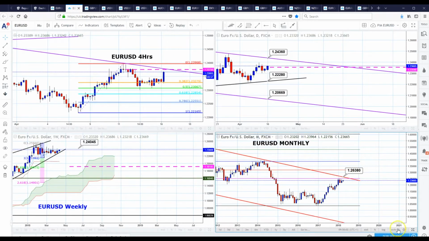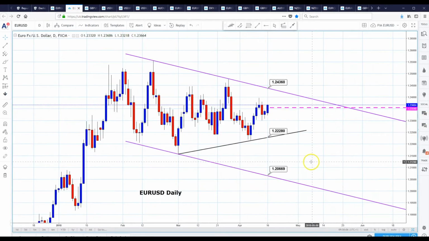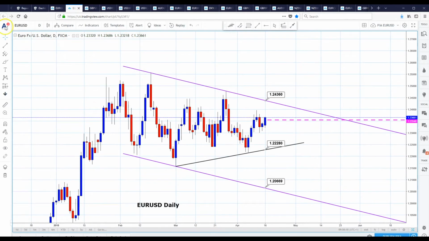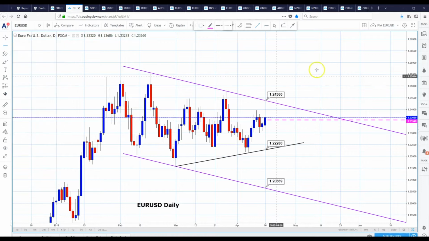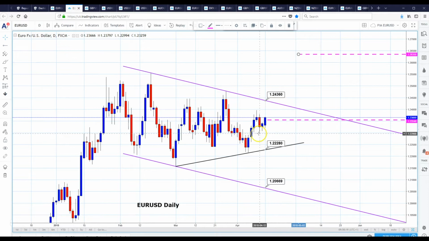So if we go to the daily chart, here we've got two bullish channel formations. So let's just put a trend line on that level, 126.38. Okay. So we've got two bullish formations here.